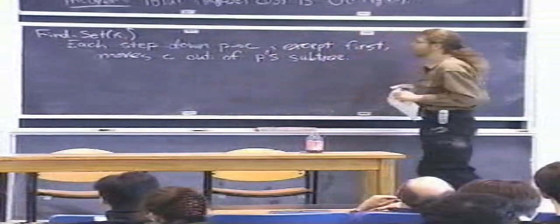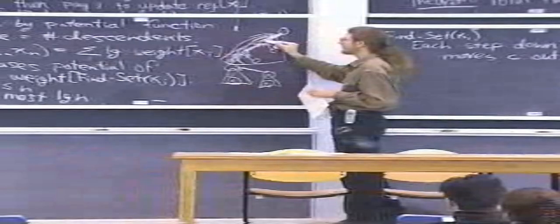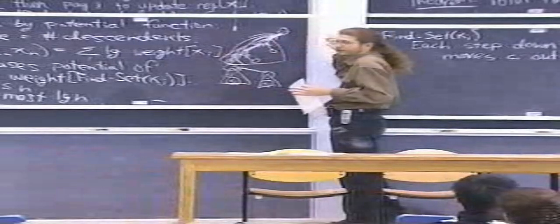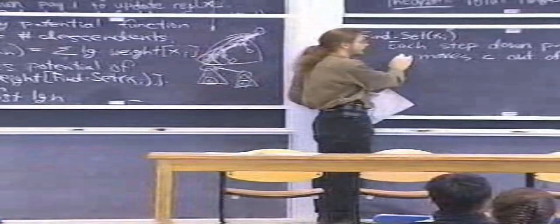Except for the very first move. Okay, that's what I need to add. So the very first step that I make doesn't improve anything, because I set the pointer of this guy to the root. That's what it was before. Okay, but every other step down is making the weight go down because of this.